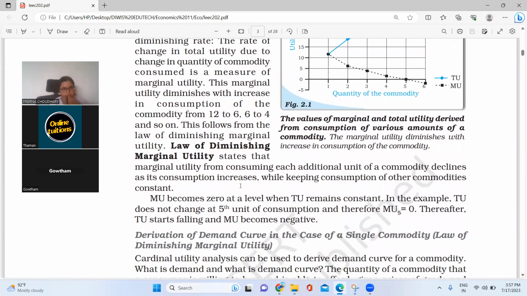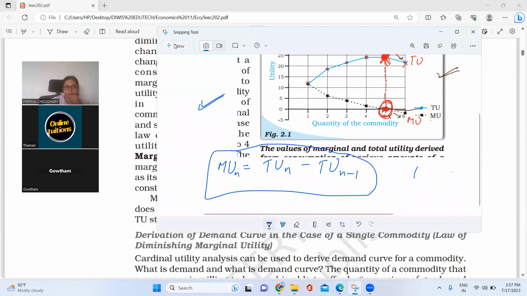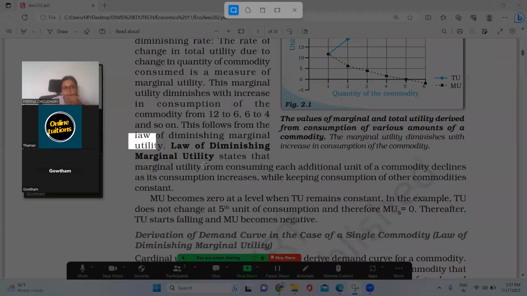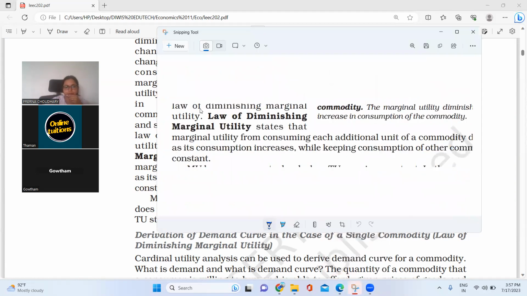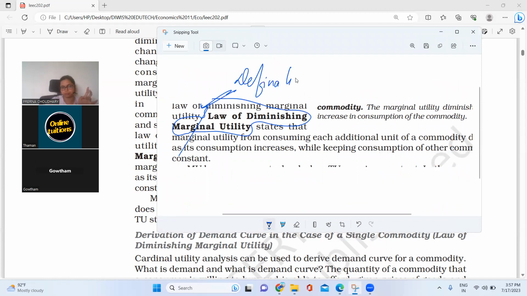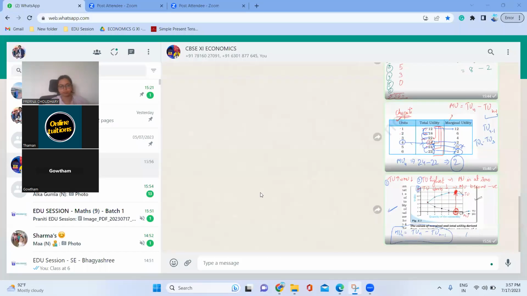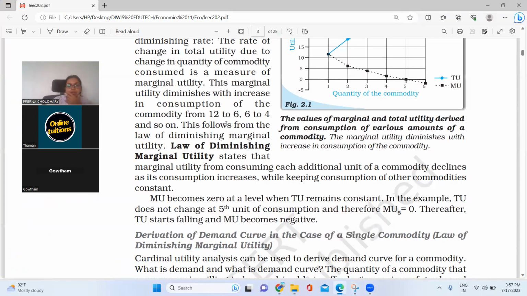Law of diminishing marginal utility. Try to keep this definition in your hand. So this follows from the law of diminishing marginal utility.